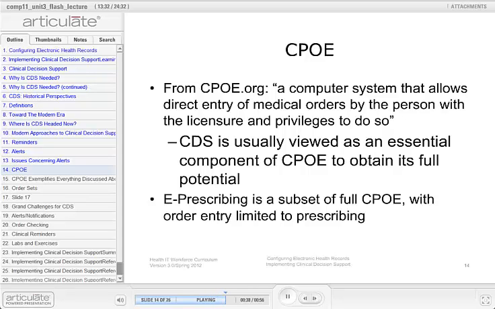Another term that is important to know is e-prescribing. E-prescribing is a subset of full CPOE where the ordering is limited to just prescribing. There are a number of initiatives that are focused on e-prescribing as opposed to the full spectrum of CPOE.